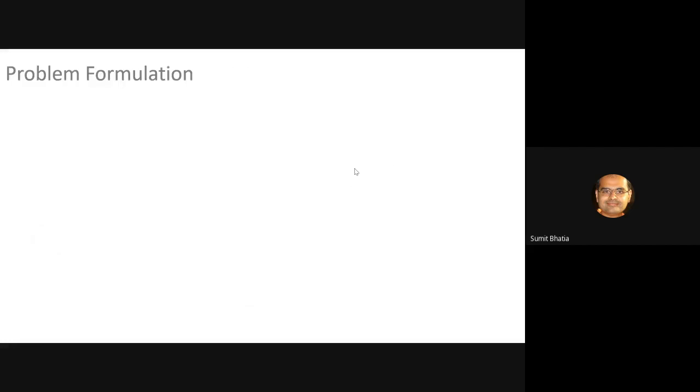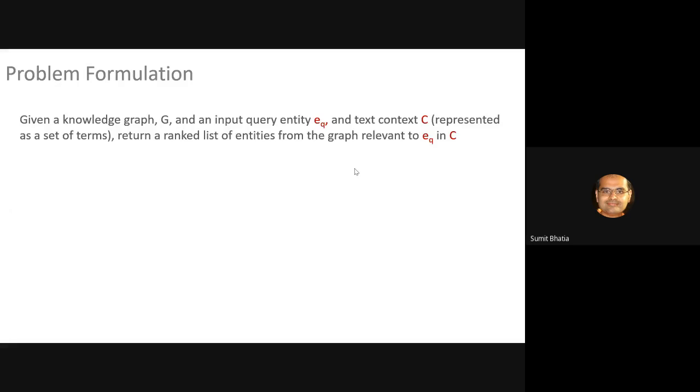Now let us try to capture this problem in a more mathematical sense that we can solve. This was all the intuition, but how will we translate that intuition into something which computers can understand? So let us start with the problem formulation. This is the setting. We are given a knowledge graph, let's call it G, and we are given an input query entity.